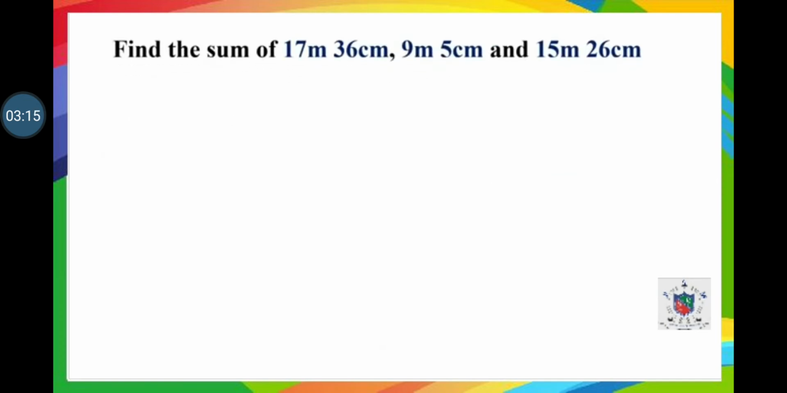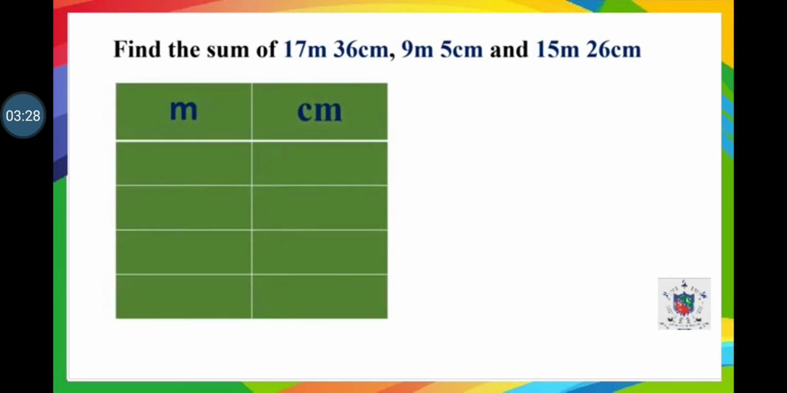Let's have one more example. Here we have to find the sum of these three numbers, as we all know that sum means we need to add. Now we have to write the numbers under these units. The first number is 17 meter and 36 centimeter. We have to add 9 meter and 5 centimeter, 15 meter and 26 centimeter.